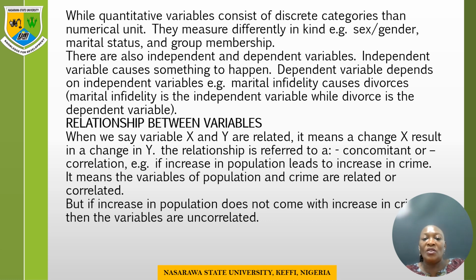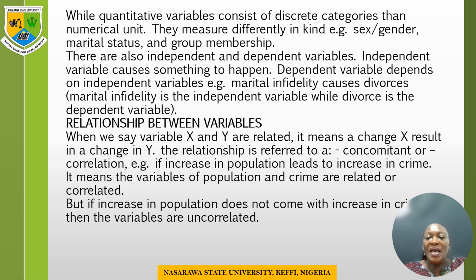Now, if you're looking at this, you discover that marital status, somebody can be single, somebody can be married, somebody can be divorced, somebody can be separated. So there are a lot of things attached to it. There are also independent and dependent variables, like I made mention earlier on. Independent variables cause something to happen because they are independent on their own. Then the dependent variables depend on the independent variables, because the independent variables will cause the dependent variable.